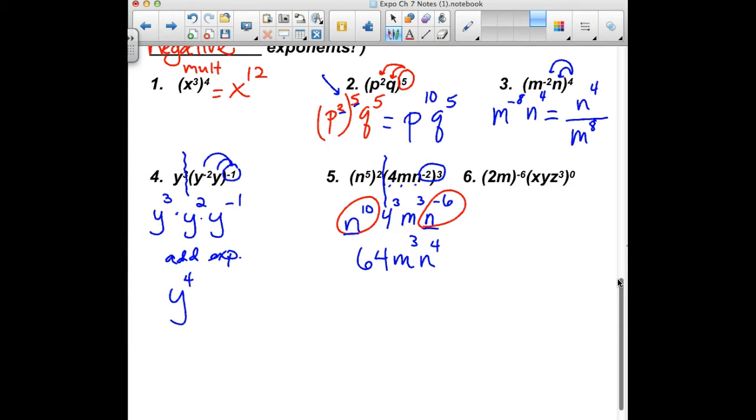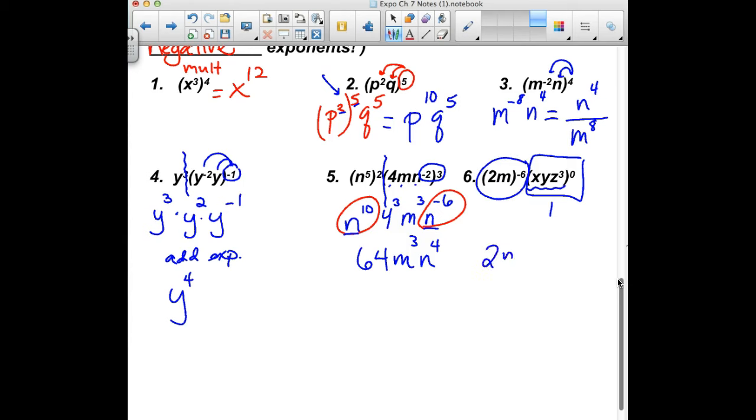All right, and our sixth example here, notice that we have this piece at the end here all to a zero power. So what started out looking kind of complicated actually is fairly easy, since all of this raised to the zero power is going to equal a 1. And multiplying by 1 isn't going to change your answer. So we really just have to deal with this part.